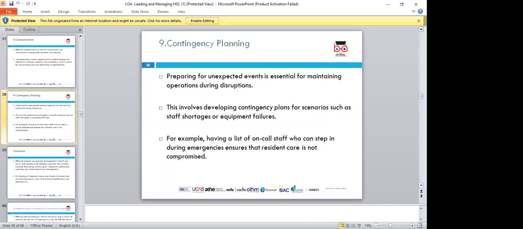Contingency planning. Preparing for unexpected events is essential for maintaining operations during disruptions. This involves developing a contingency plan for scenarios such as short-notice equipment failures. For example, having a list of on-call staff who can step in during emergencies ensures that resident care is not compromised.